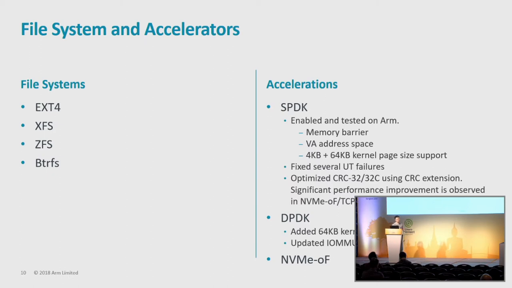For the file systems, we have mentioned ext4, XFS, ZFS and BetterFS, and for all of them we have tested on ARM servers. And for the accelerations, SPDK has been enabled and tested on ARM since, I think, late 2017, with contributions from partners like patches for memory barrier, virtual address space, and 4 kilobytes and 64 kilobytes kernel page size support. SPDK is now almost fully working on ARM servers. And also, we fixed several unit test failures and optimized CRC32 and CRC32C computation in SPDK.